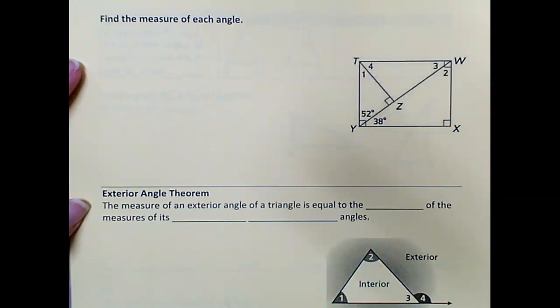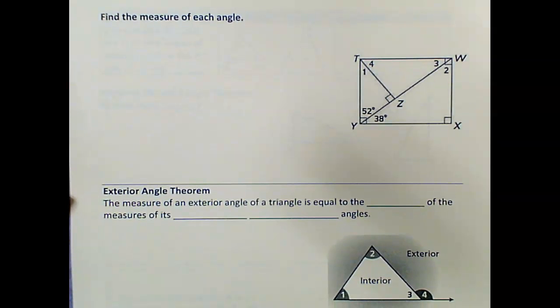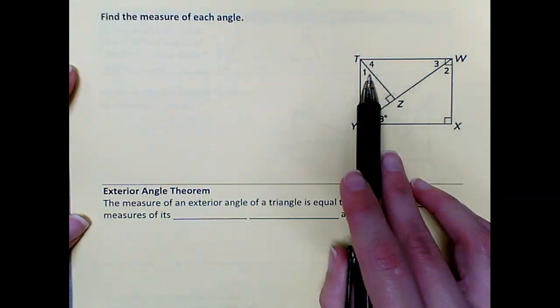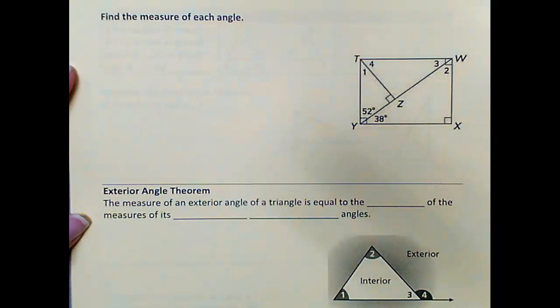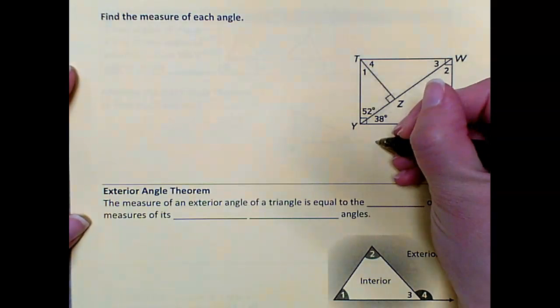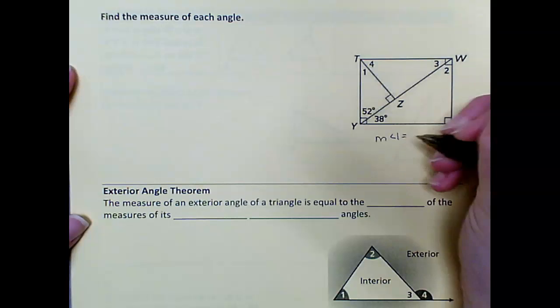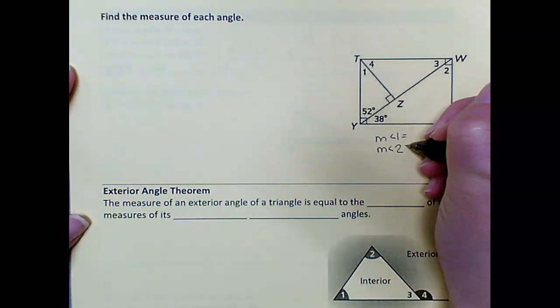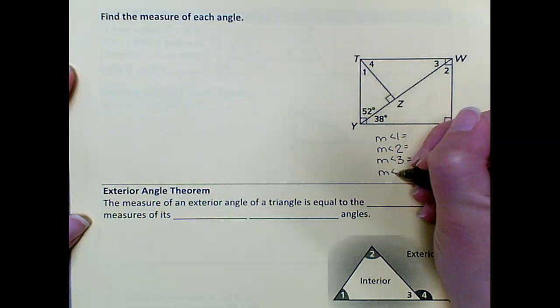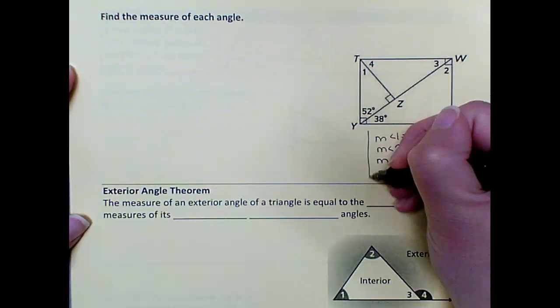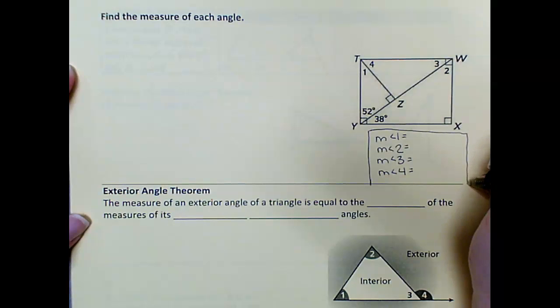The next page starts out with a problem that again says find the measure of each angle. We have angles 1 and 4. We have angles 2 and 3. So I'm going to go ahead and make myself a little area for my answers over here.